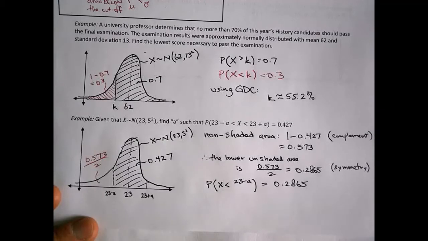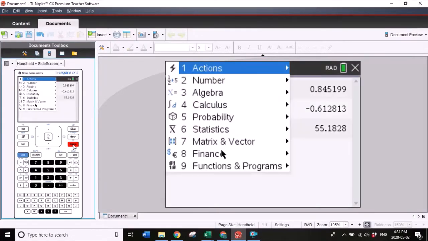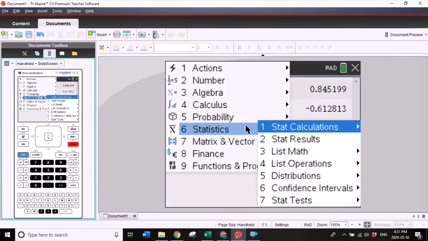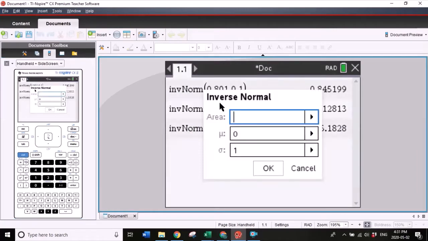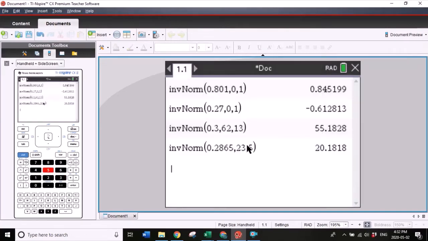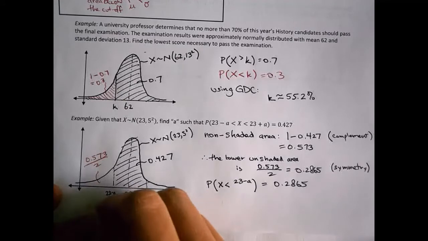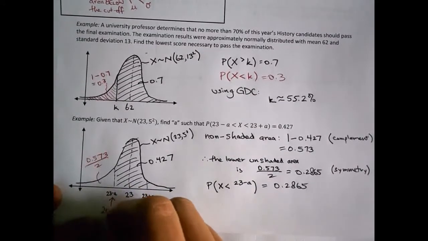I typed that into my calculator. For this one, we're going to type in menu, statistics, distributions, and we're going to go to inverse normal. The area this time was 0.573 divided by 2, which is 0.2865. The mean was 23, and the standard deviation was 5. Press enter twice, and my cutoff is 20.18. That's not the answer to my question. As you'll see, we have to do a little bit more math with this number.